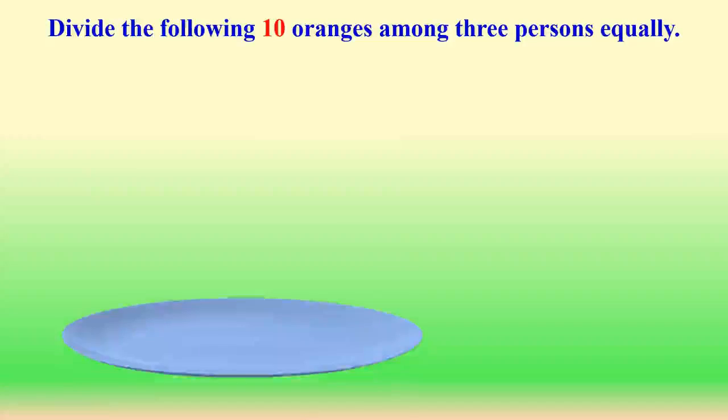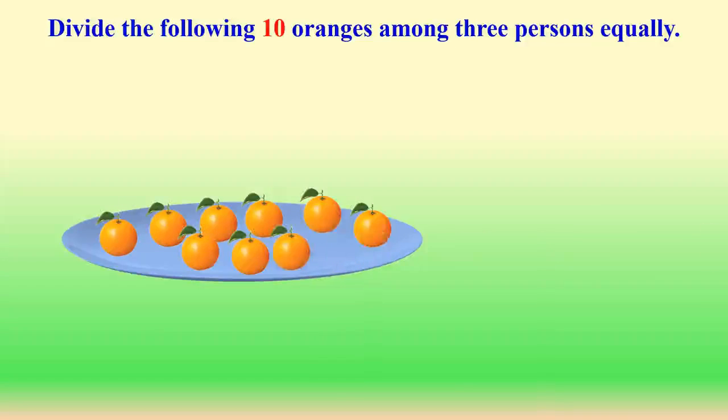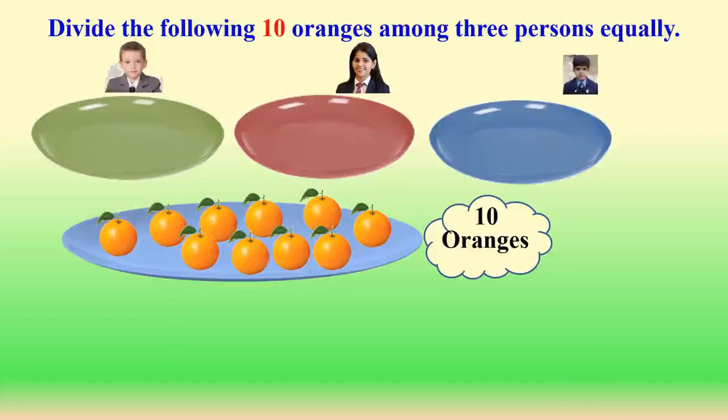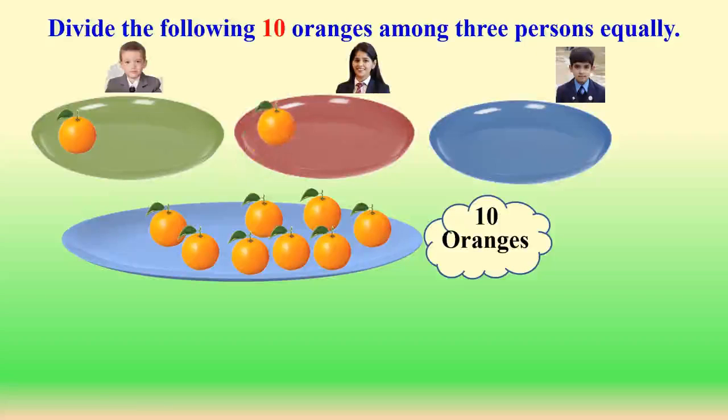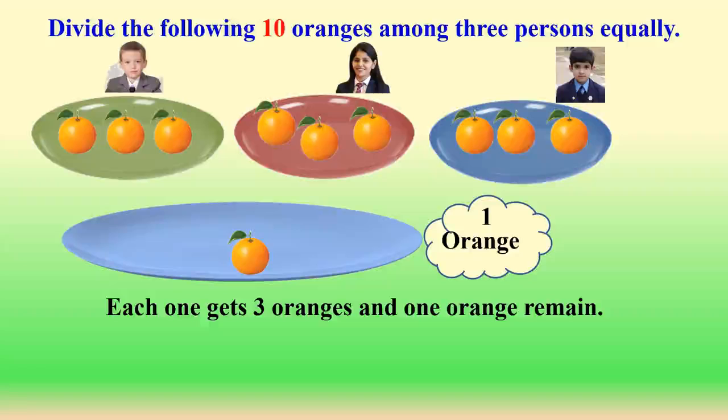Divide the following 10 oranges among 3 persons equally. Here we have 10 oranges, 3 persons. First we give them each one. There are 7 oranges. Next we give them each one. There are 4 oranges. Again give them each one. There is 1 orange remaining. It is not possible to distribute it among 3 persons equally. Therefore, each one gets 3 oranges and 1 orange remains.